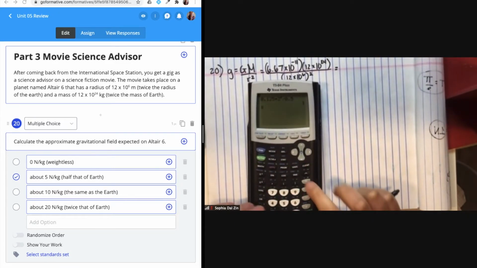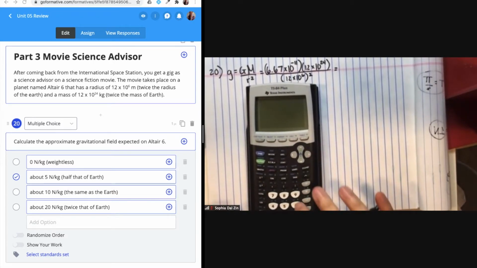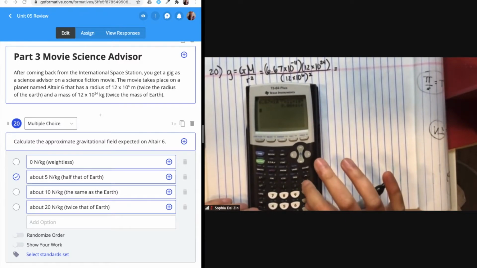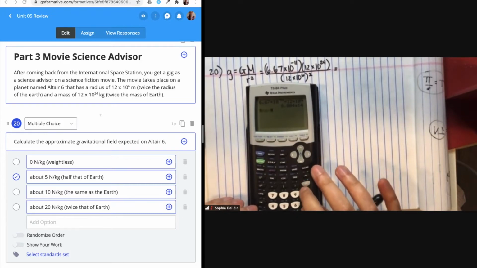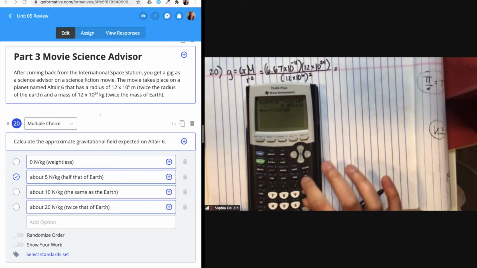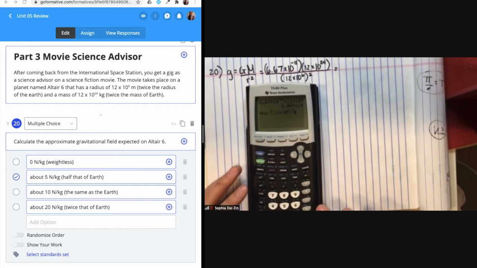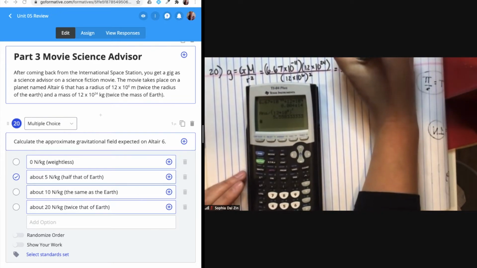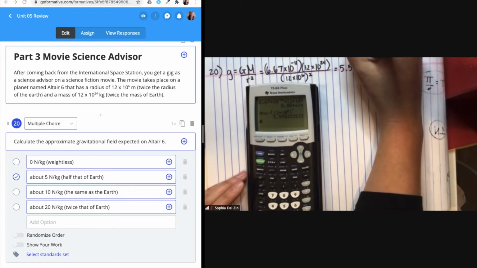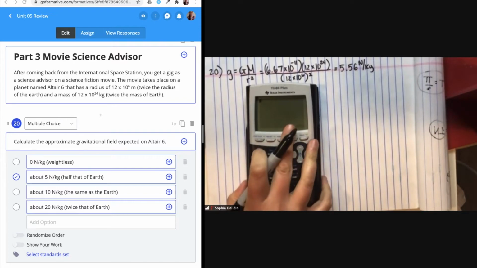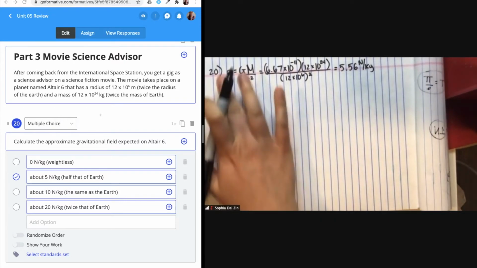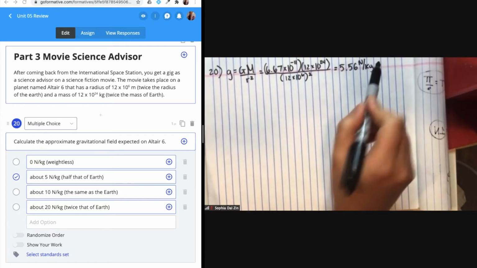Method number 1 to solve this problem is just solve it. Take your value for G, take the mass of this planet, divide by r squared. Notice when I put this into my calculator, I'm going to make sure I put in parentheses. If you don't put in parentheses, it doesn't work. This gives a gravitational field of 5.56 newtons per kilogram. So method 1, if you're good at math and you just want to do this out, substitute in your numbers, get an actual answer.